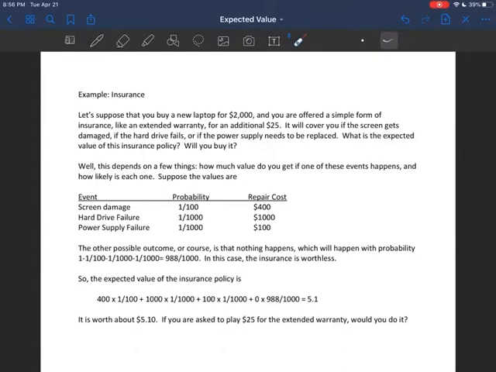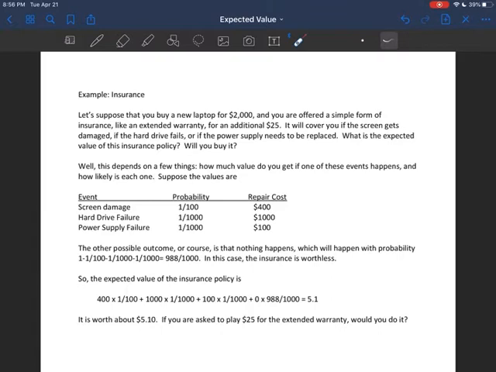So, let's take the example of insurance. Suppose that you plan to buy a new laptop for $2,000. And when you do that purchase, you are offered a simple form of insurance, like an extended warranty, for $25. Compared to the $2,000, maybe it doesn't seem so bad. What it'll do is it'll cover you if the screen gets damaged, or if the hard drive fails, or if the power supply needs to be replaced. What is the expected value of this insurance policy? Would you buy it for $25?